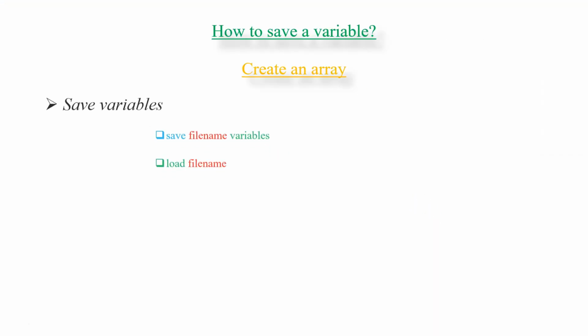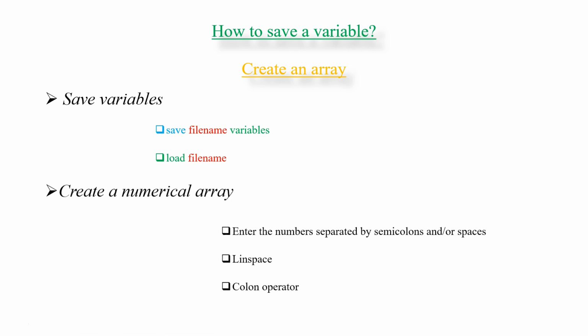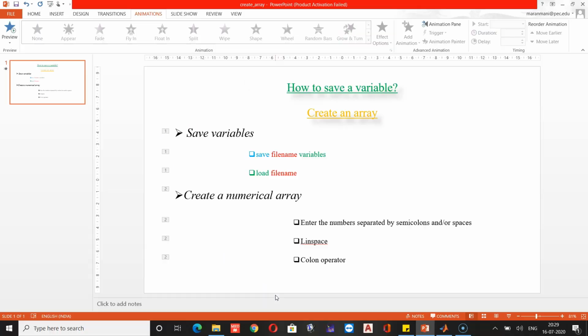Saving the file, saving the variable, and then what we are going to do next is see how we can create a numerical array using three ways. First way is just to give the numbers whatever you have. The other two ways are using an option called linspace and the colon operator. We'll see how to do them now.